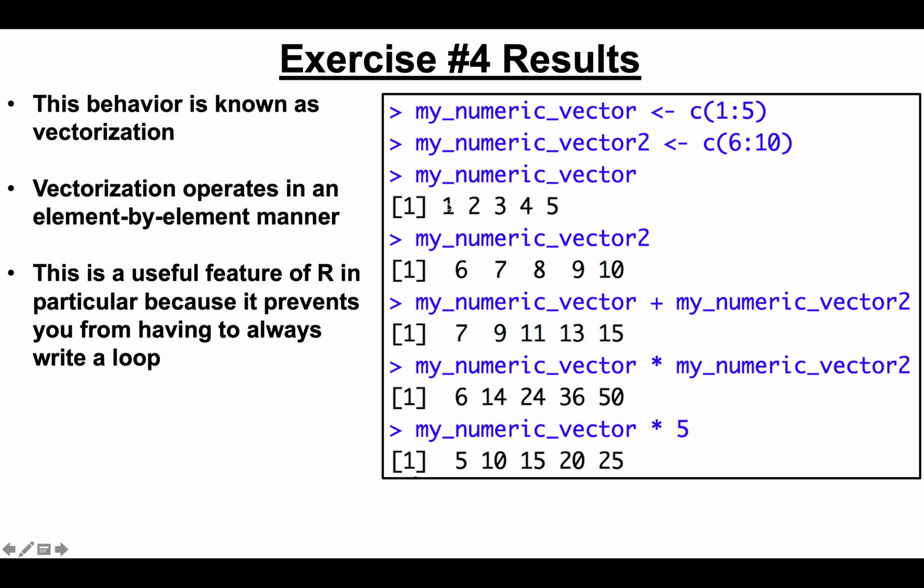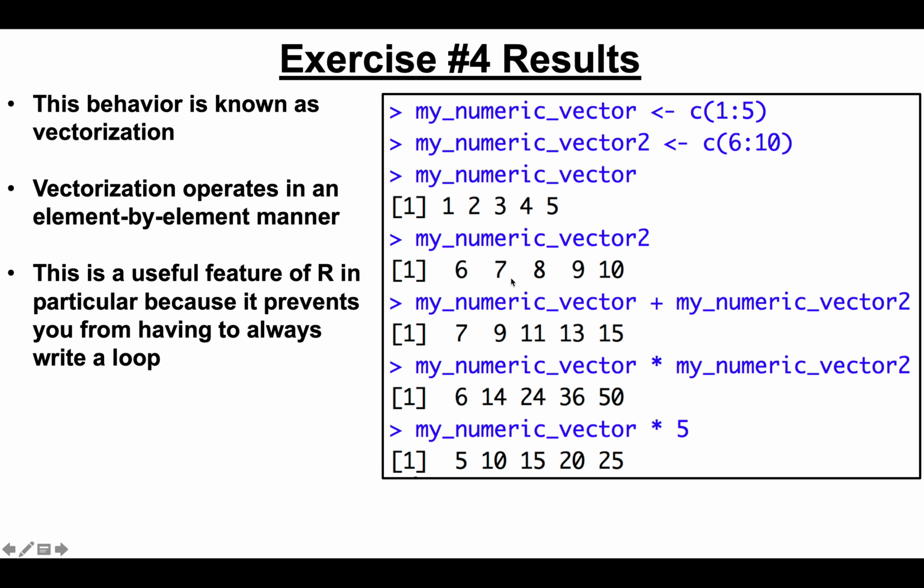So it's going to say the first element of this vector is 1, the first element of this vector is 6, and it's going to add that together to give us 7. Likewise, we get 2 plus 7 is 9, 3 plus 8 is 11, and so on. This behavior may not seem that impressive, but it's actually wonderful, because it prevents us from having to write loops all the time.